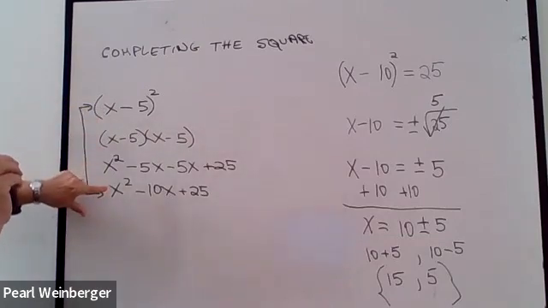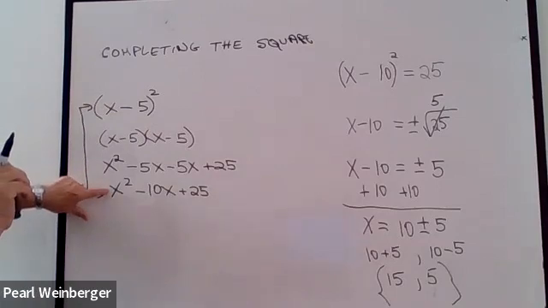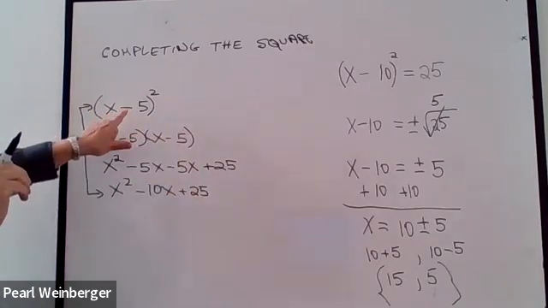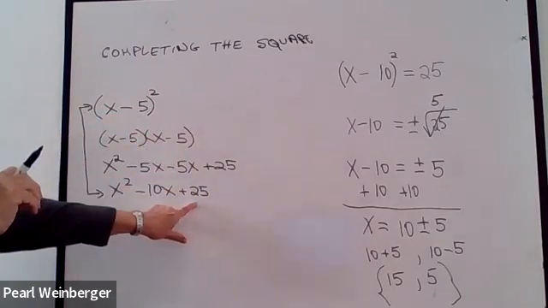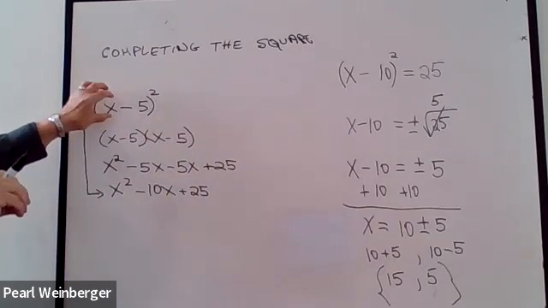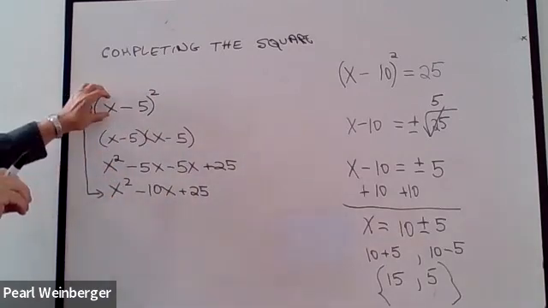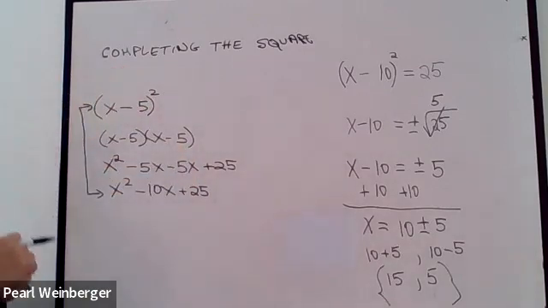Not only do you get a trinomial, but you can see right away the first term of your trinomial is going to be the x times the x, or the x squared. The last term is going to be -5 times -5, which is positive 25. In other words, the first term of your trinomial is the first term squared. The last term is the last term squared.